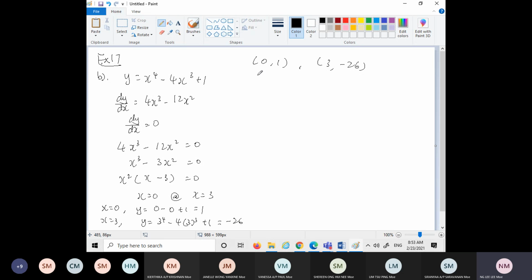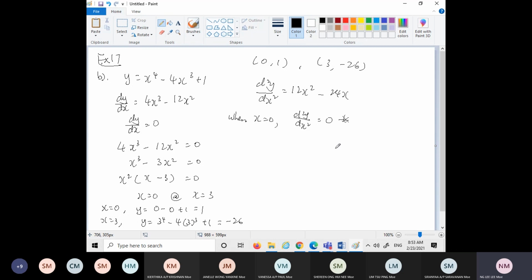So we continue with the second derivative. Differentiate this one more time. So 12x squared minus 24x. Now, when x is 0, what happened to the second derivative? 0 minus 0, this is 0.